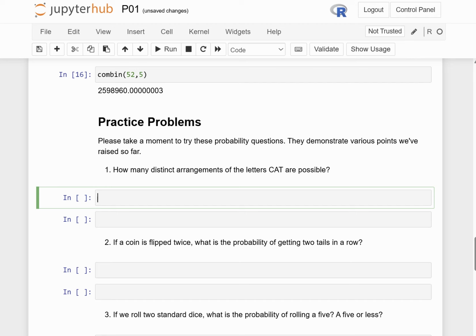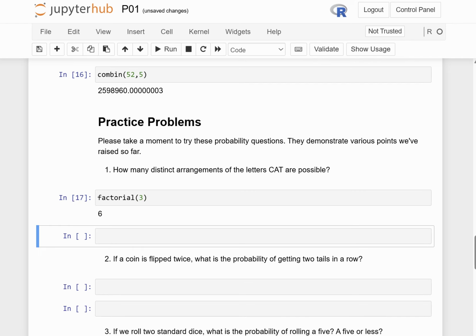So how many distinct arrangements of the letters C-A-T are possible? Well, it's 3 permute 3, right? Because ATC is different than ACT. So order does matter, right? So there are 6 different ways you can arrange those 3 letters.